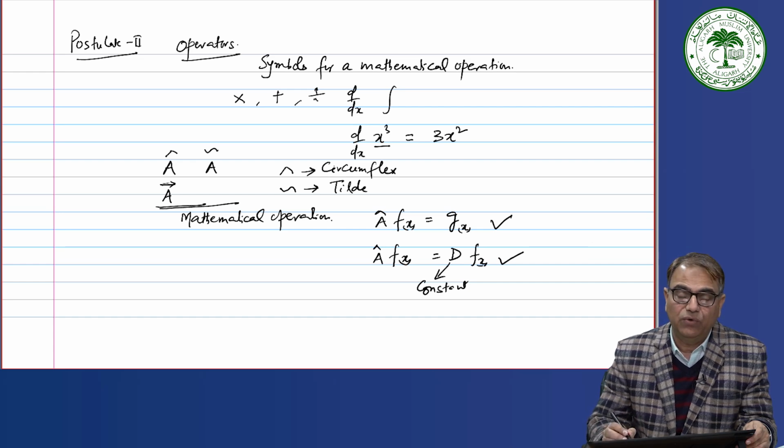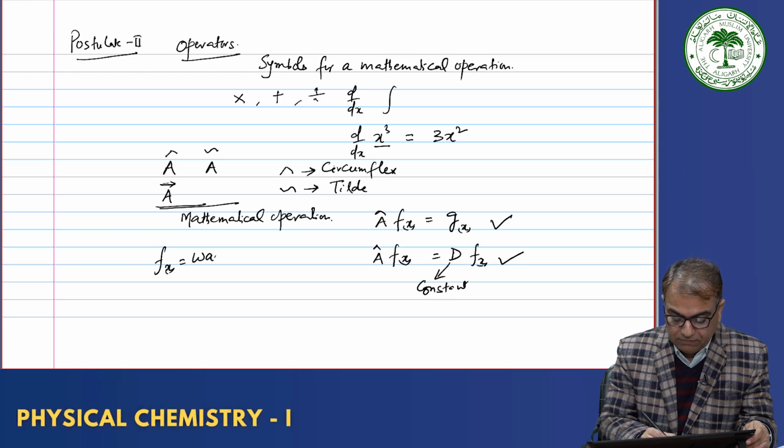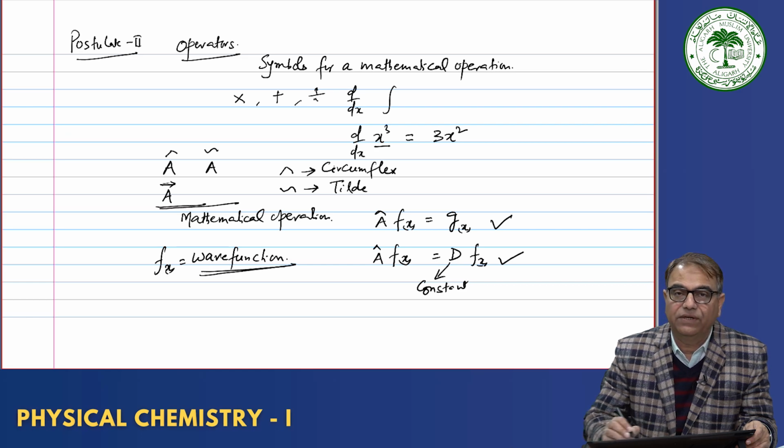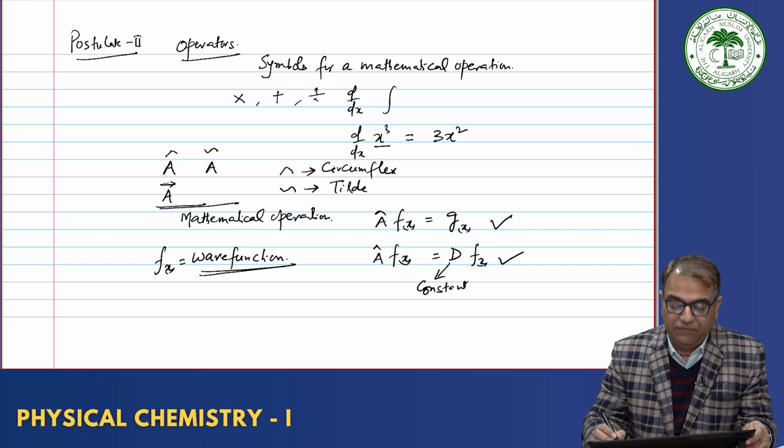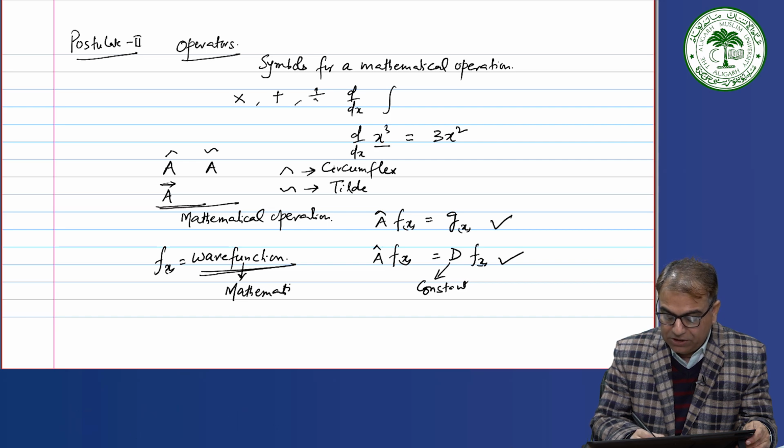And what is the function in quantum mechanics? It's the wave function. So f(x) is always in quantum mechanics a wave function. And what is wave function? I talked about it in the previous class. Wave function is a mathematical function. So you do a mathematical operation on a mathematical function in quantum mechanics.